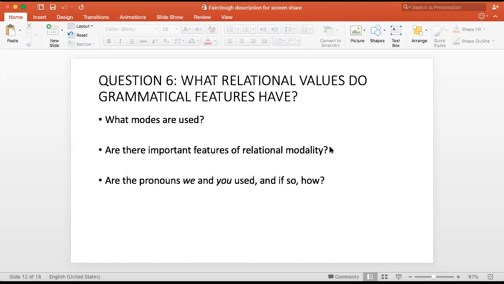Are there important features in relational modality? When we talk about relational modality, we are talking about modal auxiliaries. I think you know about modals: must, should, have. There are, I think, 7 or 8 kinds of modals in English, right? So there's a difference when it's written that this must be done, this should be done, this ought to be done. So these are 3 different kinds of modals that are used, right?